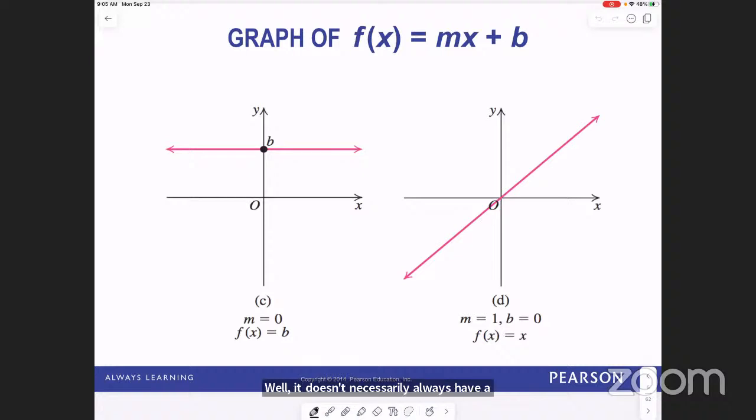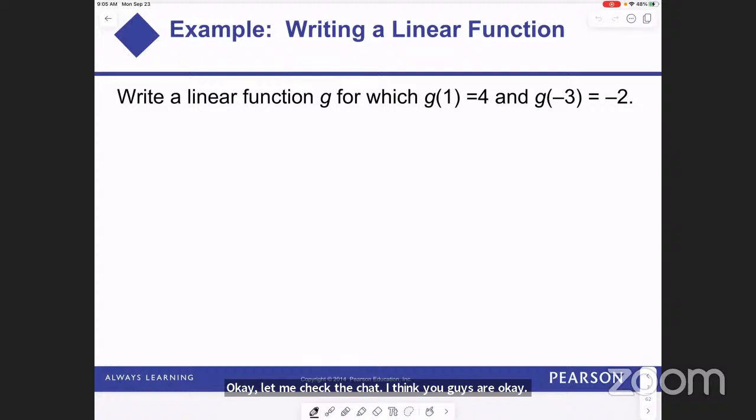Well, it doesn't necessarily always have a positive slope, but without manipulation, it has a positive slope. Okay. Let me check the chat. I think you guys are okay. This isn't too terribly bad. I think I would like to retire this thing. I need to charge one of them. Ooh. I don't even really use that like that.